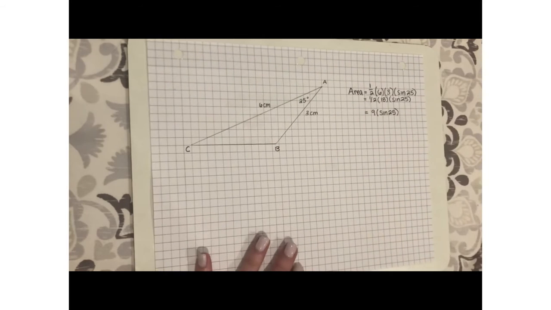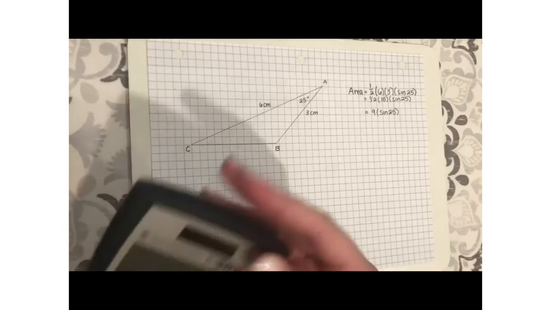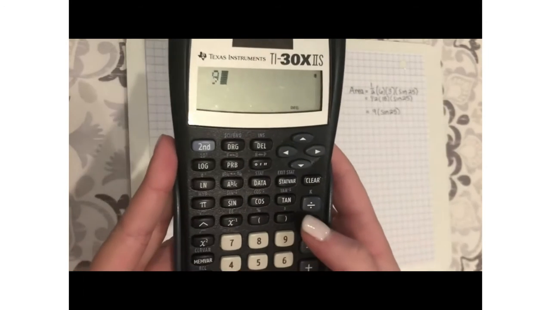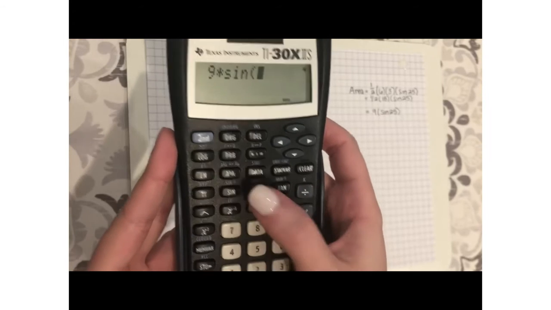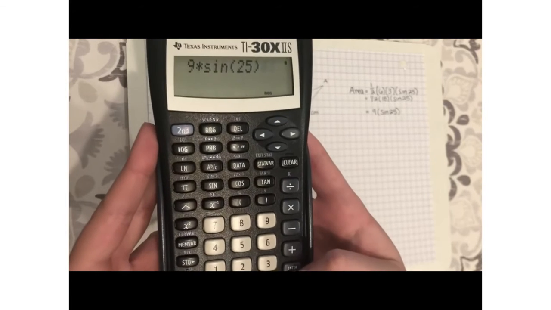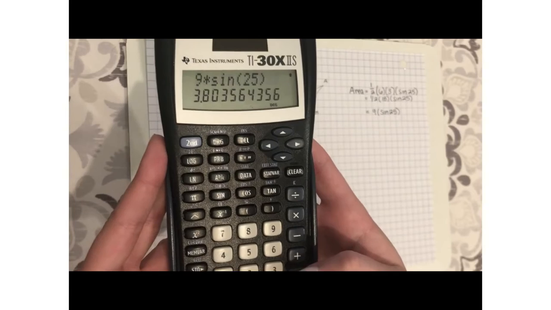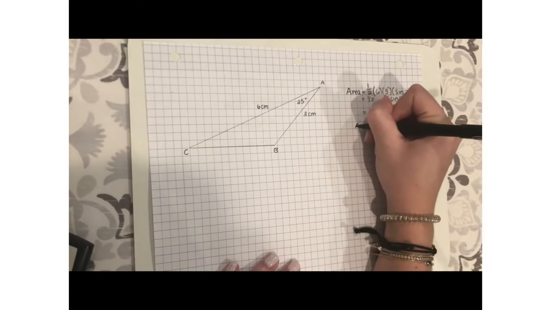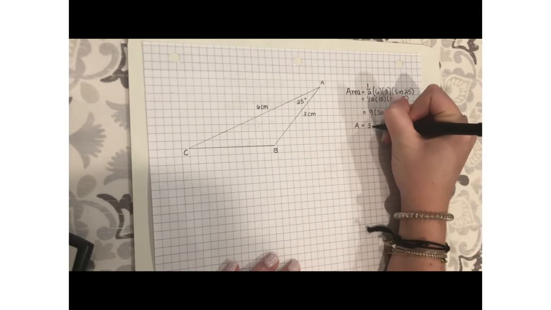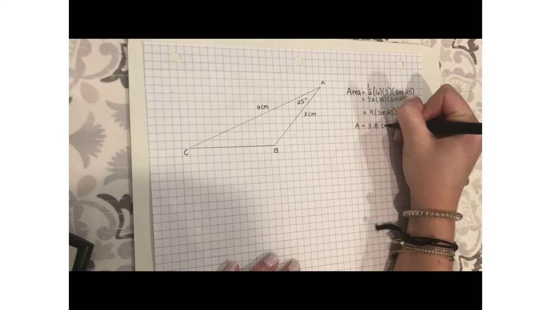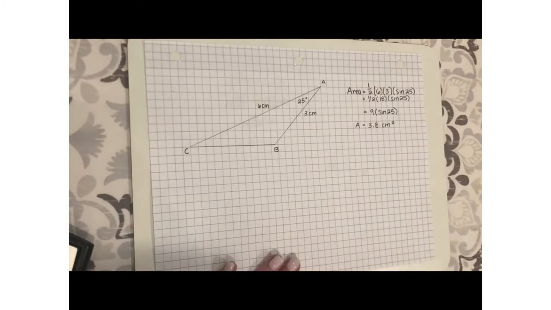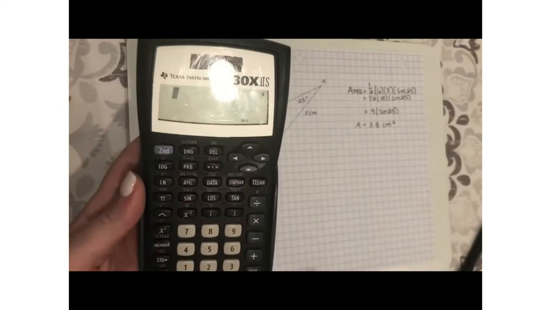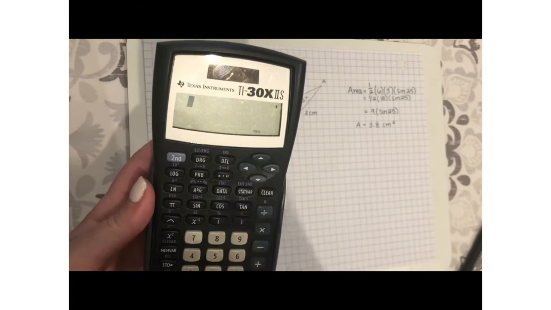And all you need to do is put that right into your calculator. So just so you guys can see it, I'm going to have 9 times the sine of 25. And you're going to get 3.8. So the area of my triangle is 3.8 centimeters squared.